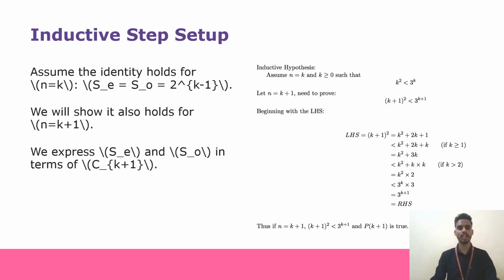In this slide, we can see the inductive step. Assume the identity holds for n equals k: Se equals So equals 2 power k minus 1. We will show it also holds for n equals k plus 1. We express Se and So in terms of C(k plus 1, r).